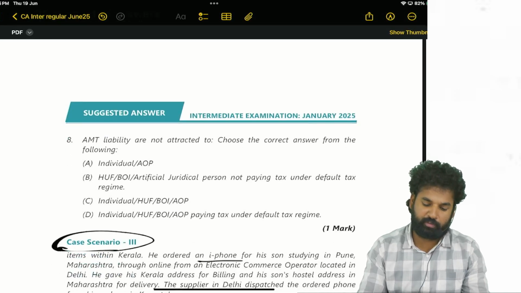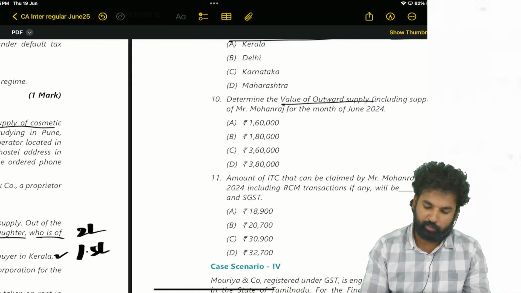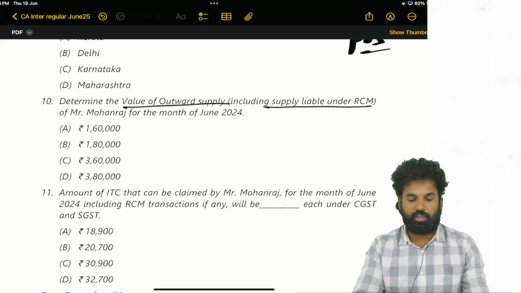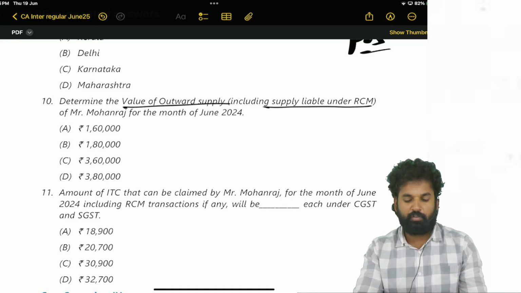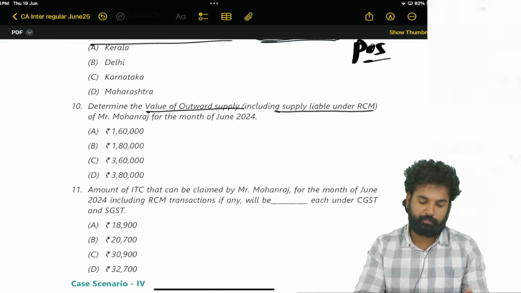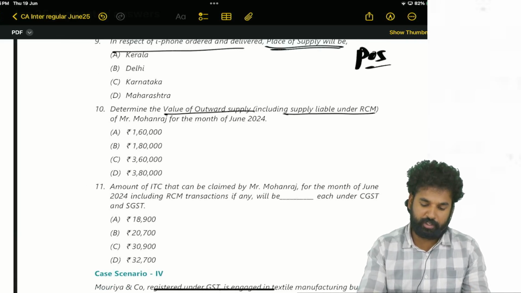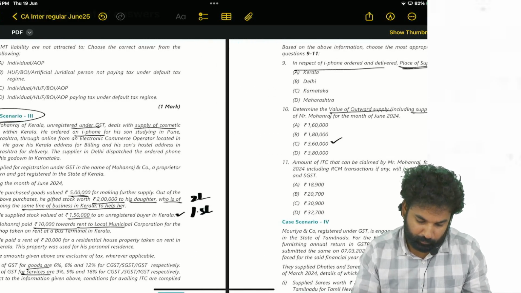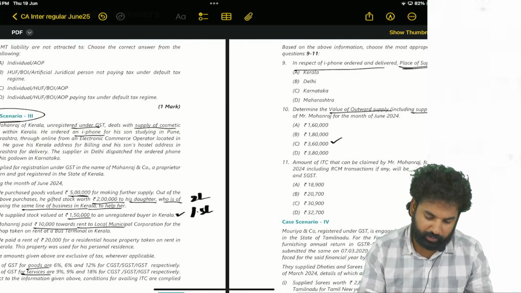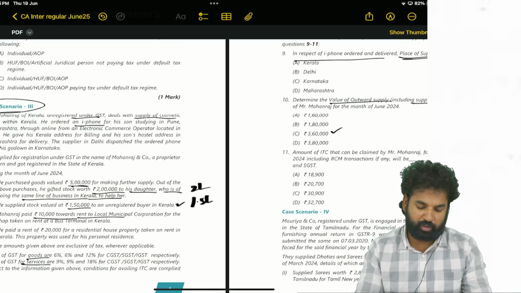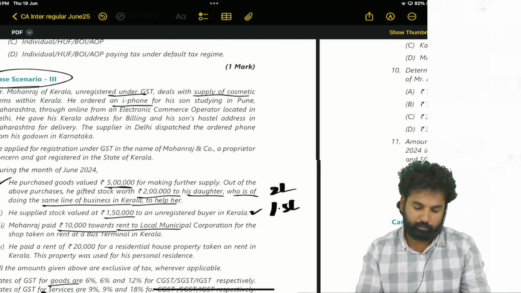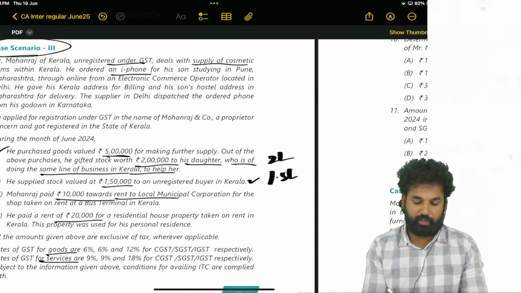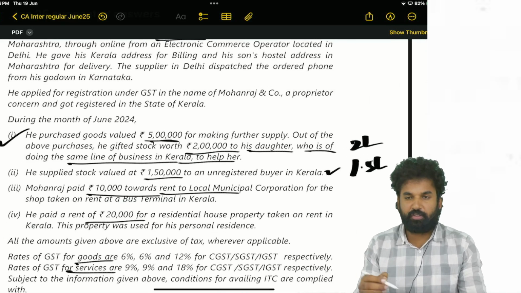So what is he asking for in this question? Determine the value of outward supply, including supply liable under reverse charge mechanism, of Mr. Mohan Raj for the month of June 24. He is asking. 3,60,000 it is coming. Okay, we'll see. Right. How 3,60,000? 2 lakhs, 1.5 lakhs, 10,000 you are adding up. What about this 20,000? Personal residence. So where is it coming actually?